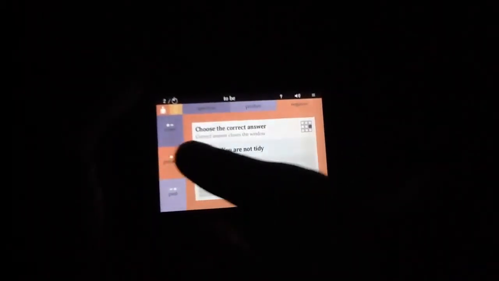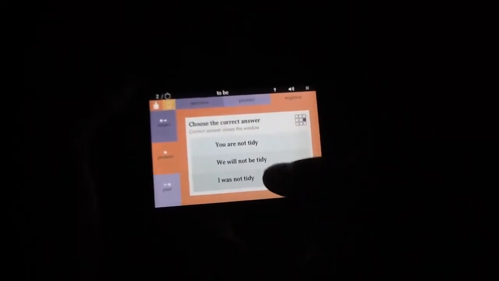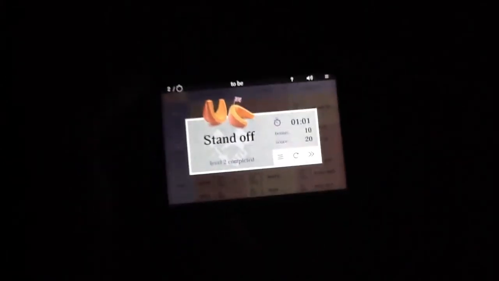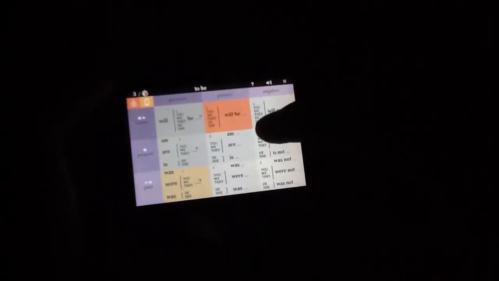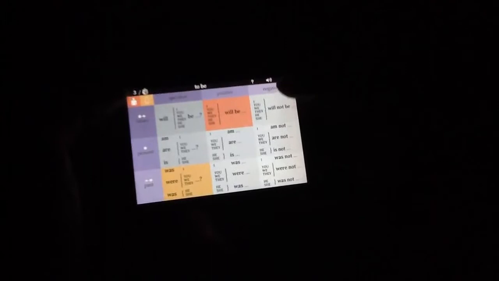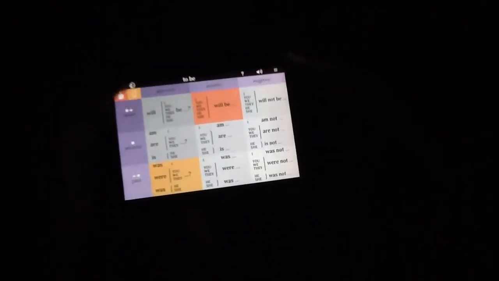So negative present, again just looking at the top and the bottom here, negative present, you are not tidy. And there you go, so it was a standoff. We ended up not being able to complete that one, but that's just how it goes. Then you keep going, now we're going on to level 3. Same sort of game mechanic all the way throughout. Positive future, I will be cool, of course I will. And that's just how that goes.